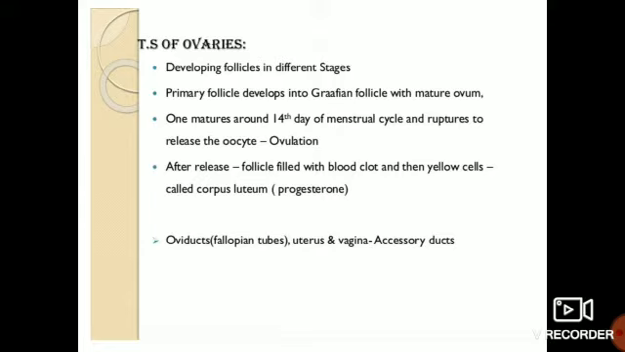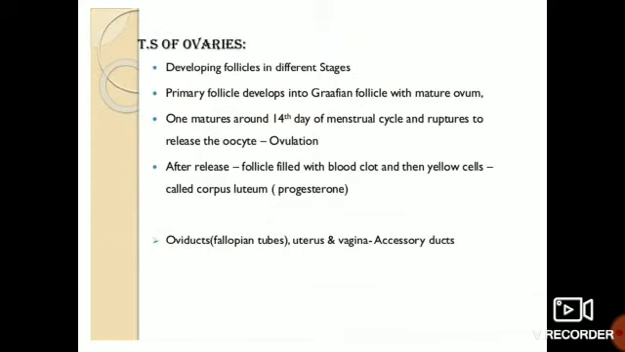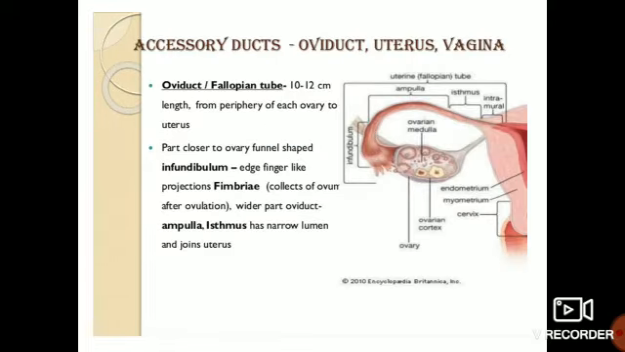Oviducts, fallopian tube, uterus and vagina are the accessory ducts in the TS of the ovary. We will be seeing all these things. Here comes again that particular diagram, the sectional view of the female reproductive system, where we have just seen the lining of the uterus walls, endometrium, myometrium, perimetrium, infundibulum, ampulla, isthmic junction. We have seen this in the previous diagram also. Let us move on. Accessory ducts: oviduct, uterus, and vagina.